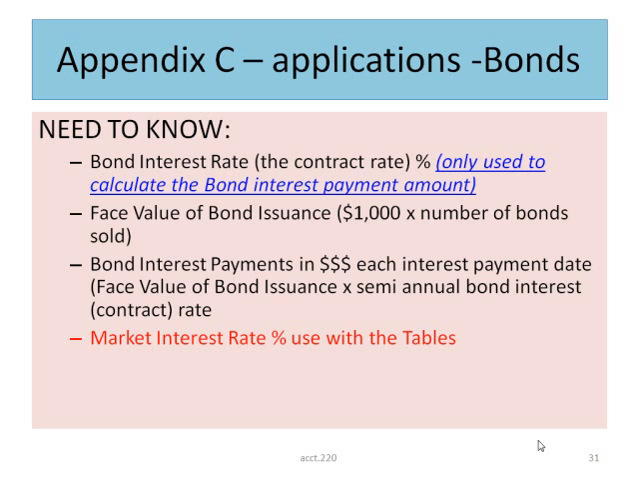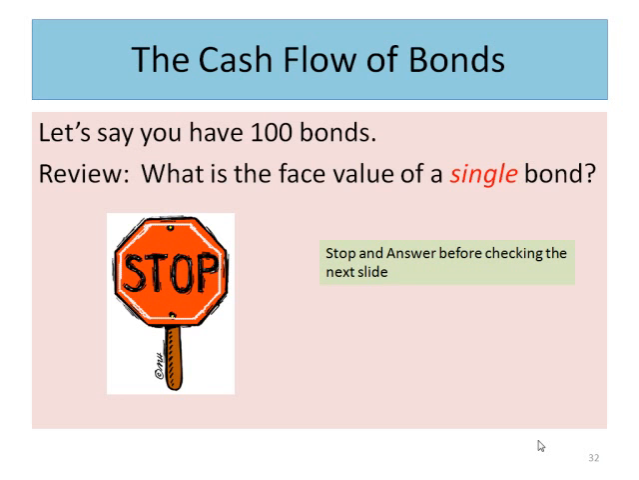Okay. Market interest rate. That's the rate you're going to use to discount the bonds. That's the rate you're going to use to calculate the present value of the bonds, either at discount or at premium. Okay, let's say you have 100 bonds.